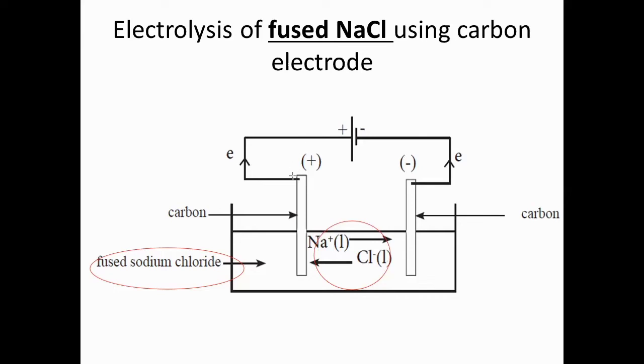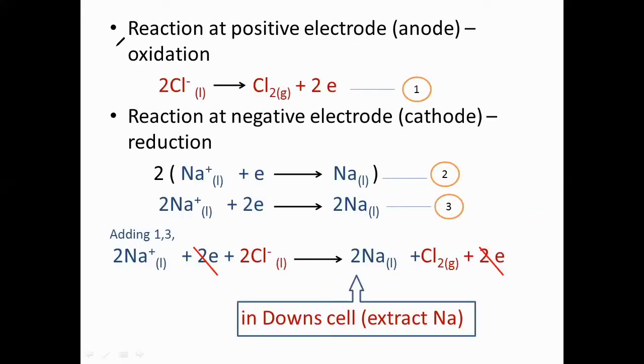The electrode which is connected to the positive terminal of the battery is known as the positive electrode, and the electrode which is connected to the negative terminal of the battery is known as the negative electrode. In fused sodium chloride, there are sodium ions as well as chloride ions.